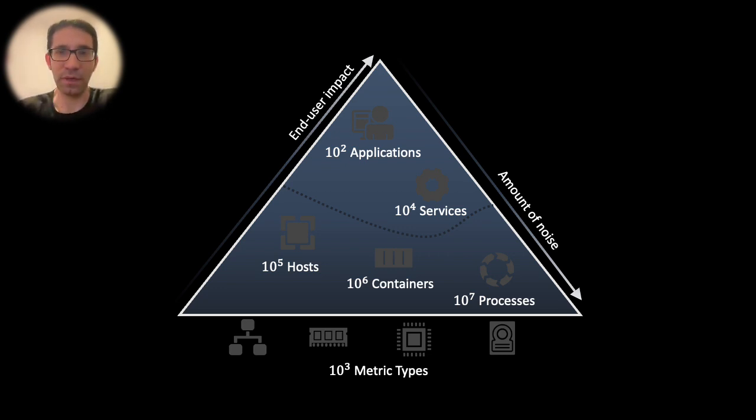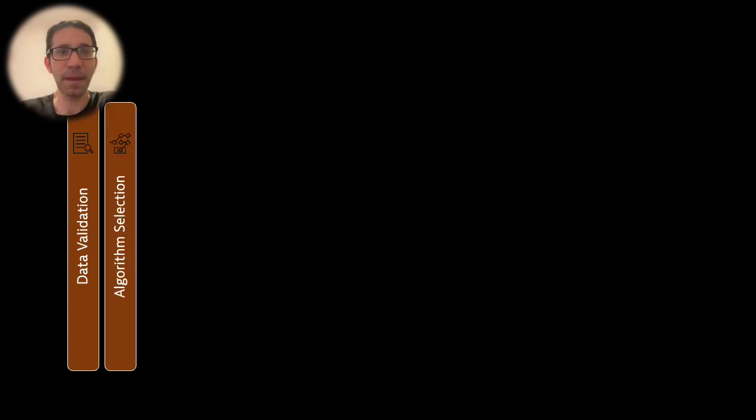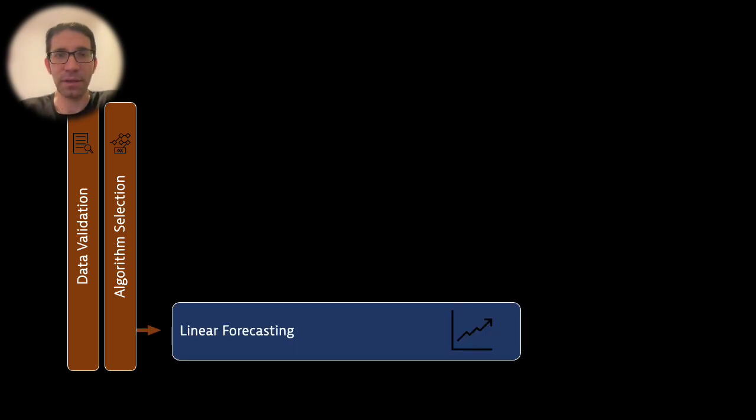How do we do that in a slightly simplified picture? This is the workflow for our forecasting. First, we validate that the data that is coming in is proper according to some metrics. Then we select an algorithm to fit the data. This could, in simple cases, be a linear forecasting, maybe because there is not much variability in the data.